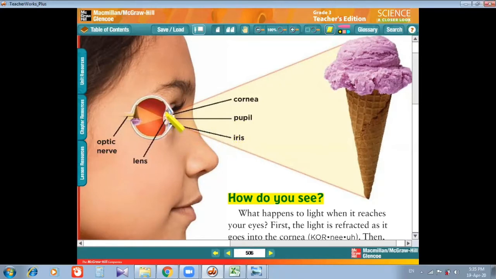Our lens is here, the lens in the eye. This is the lens, and this is the optic nerve which sends signals to the brain, and then our brain recognizes the thing.